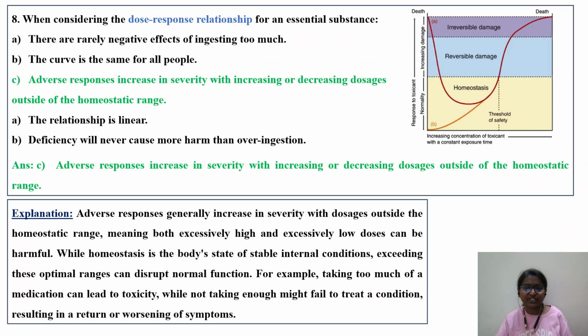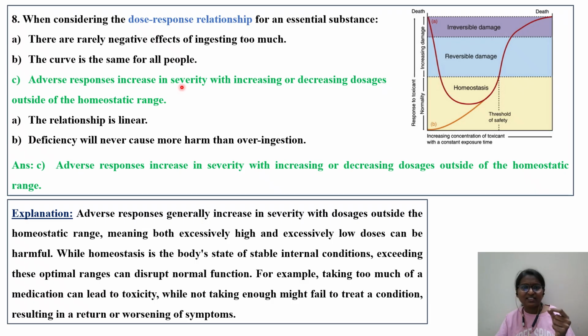Next, we'll see the next question, question number 8. When considering the dose response relationship for an essential substance, which of the following statements is right? There are rarely negative effects of ingesting too much. No, this is not the right statement. The curve is the same for all people. No, it differs from person to person.